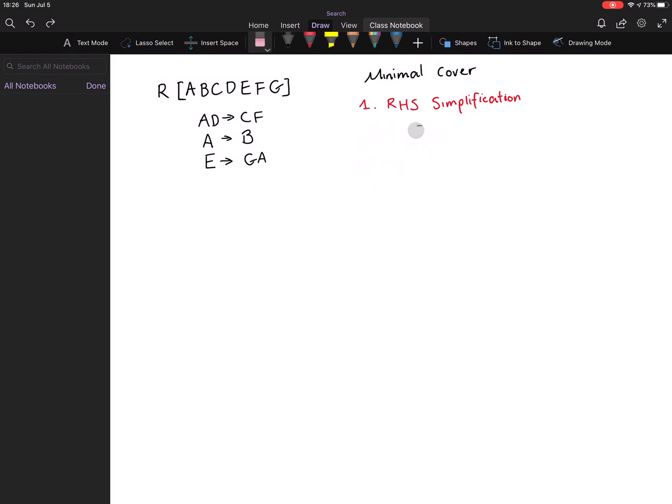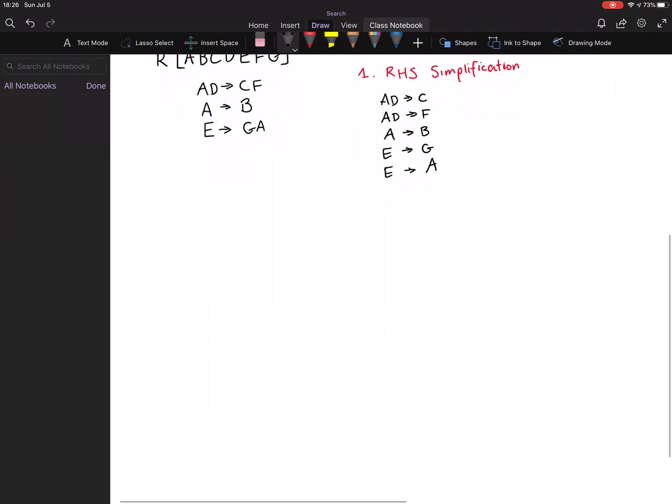Let me just write that out, minus the bit where I just repeated the question. So this becomes AD implies C, AD implies F, A implies B, E implies GA. That's as basic as you can get.